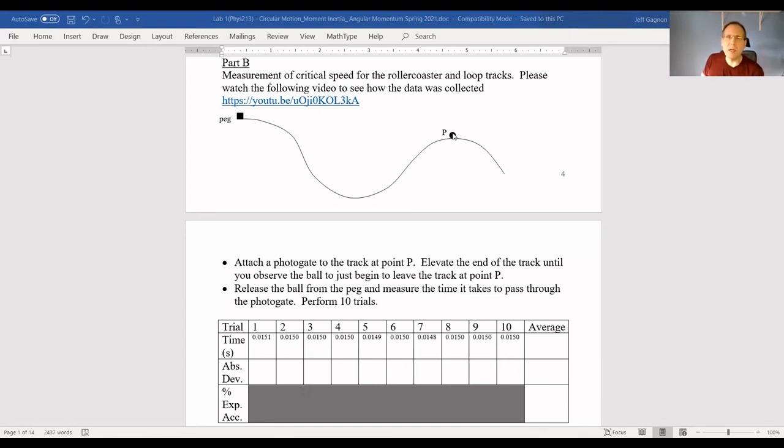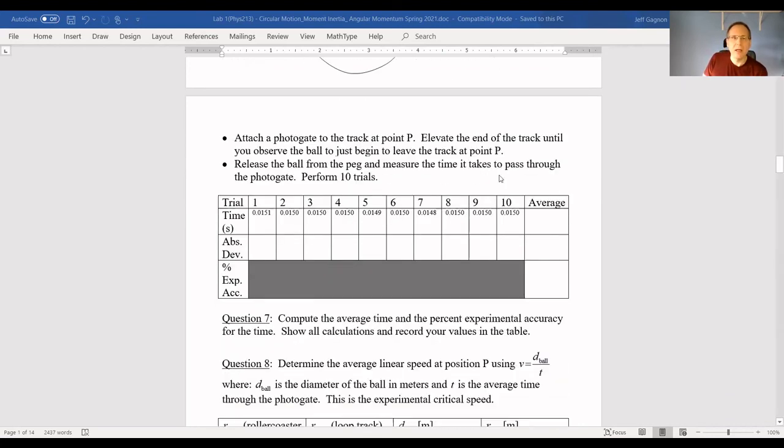So in this first table, what I did was I collected the time it took the ball, so think of it as the diameter of that steel ball, to pass through the photo gate, which was at point P. I did 10 trials. These are the 10 times I got. Okay, so question 7 is I want you to compute the average time that it took the ball to pass through the photo gate. Make sure you round to 4 decimal places. And then also compute the percent experimental accuracy for that time.